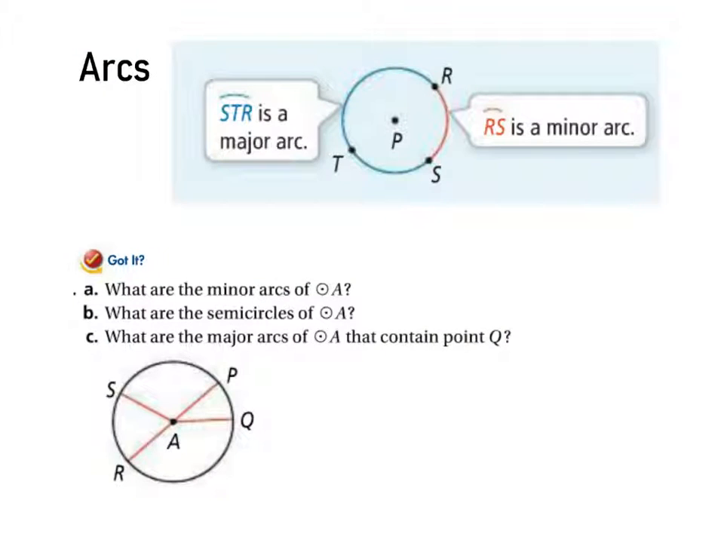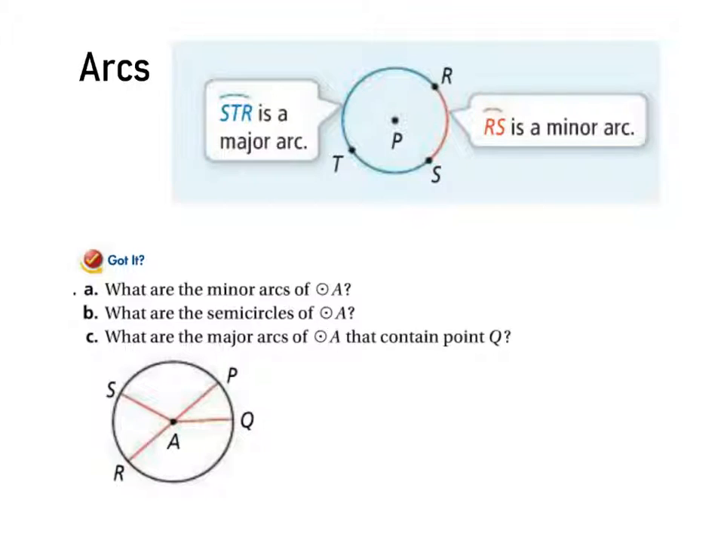Now, when we're dealing with arcs, we have two types. We have major arcs and minor arcs. An arc is a portion of the circle. So right here you can see that this is a portion of the circle. It's an arc, but it's a smaller arc, so it's called a minor arc. If you're talking about an arc that goes over halfway around the circle, then that's a major arc. If it's less than halfway, it's a minor arc.